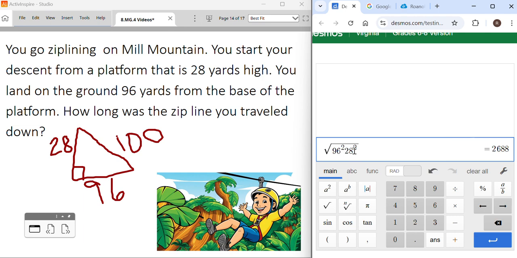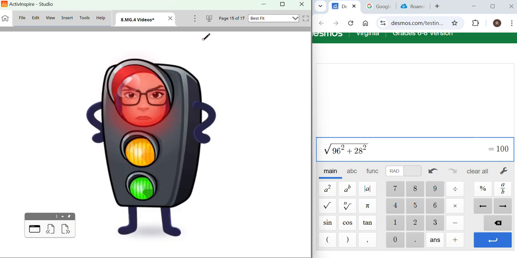So that's how you would know that you need to change it to a plus, and you would get the 100. Fantastic. Time to stop.